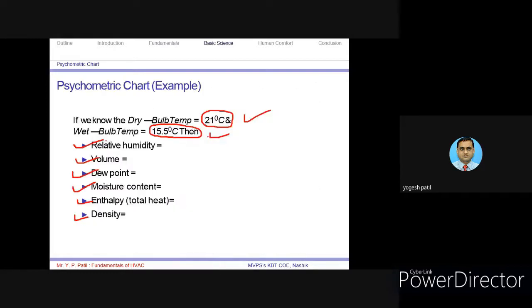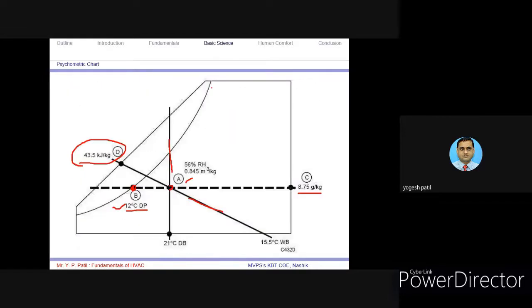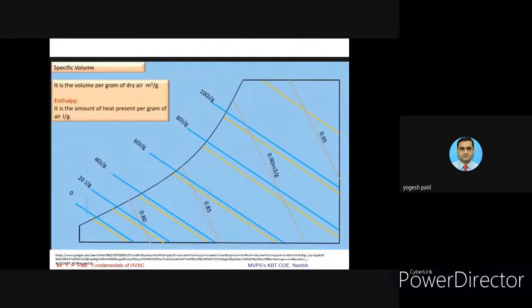So now we find the dew point, then moisture content, then enthalpy. Some parameters we find indirectly. Relative humidity also we get, and specific volume we find indirectly, and density also we can find indirectly. The density line is not mentioned in this particular chart, but I will show you one chart where density lines are marked. You can see this reference chart I mentioned.